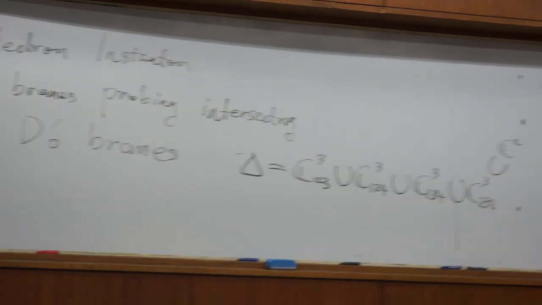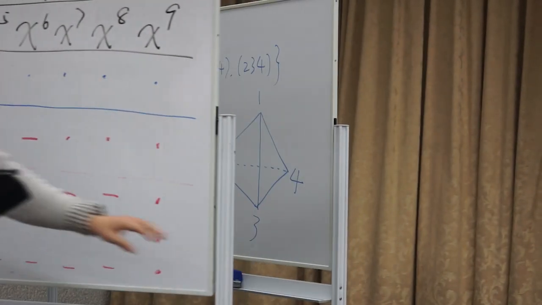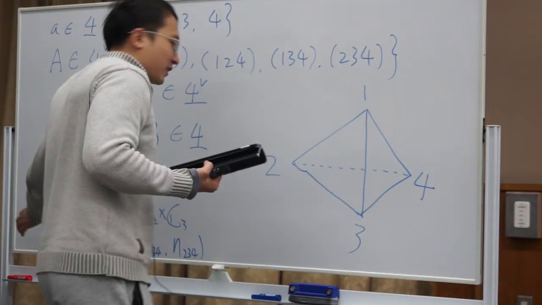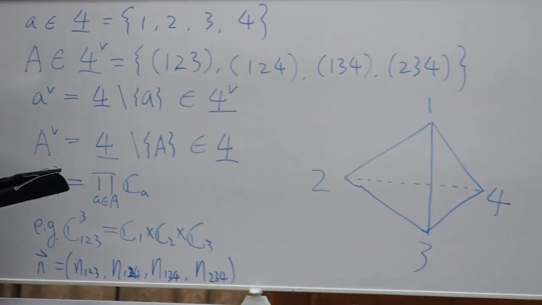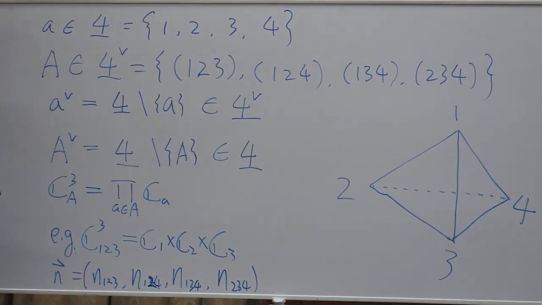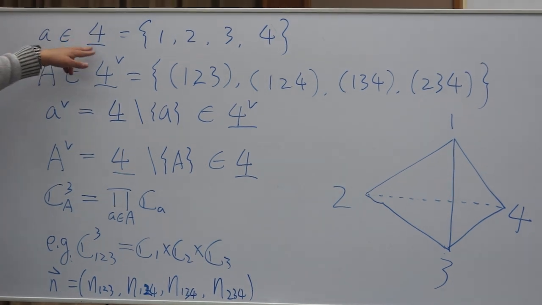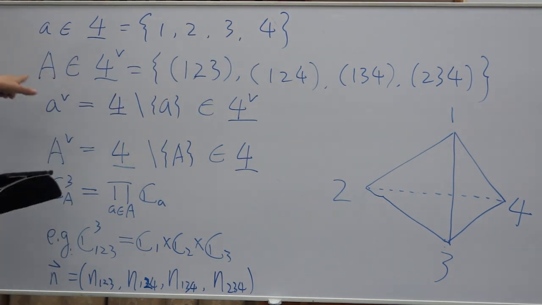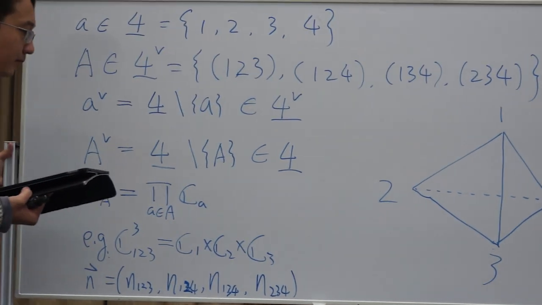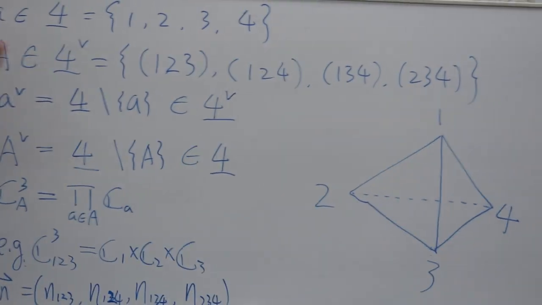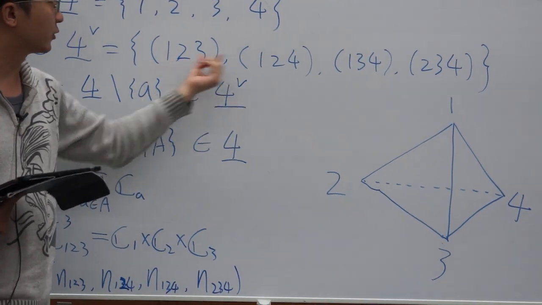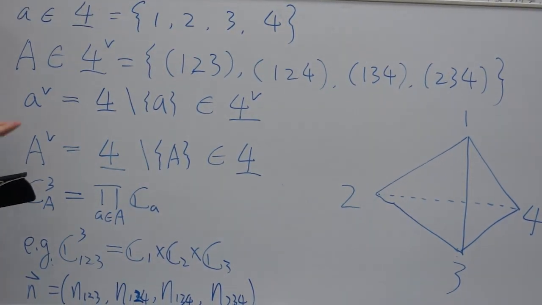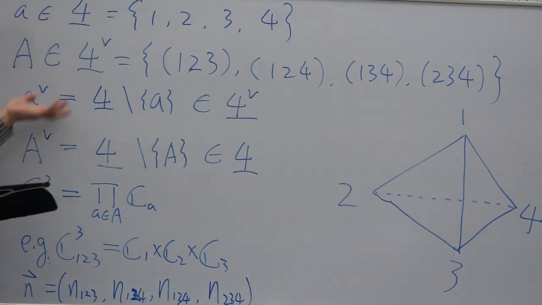As you probably saw already, I already had a lot of different notations. So I have to spend some time setting up a notation for labeling all these different branes. I call this 4 underline the index set of 1, 2, 3, 4. And this 4 check set is the set of 1, 2, 3, 1, 2, 4, 1, 3, 4, and 2, 3, 4.